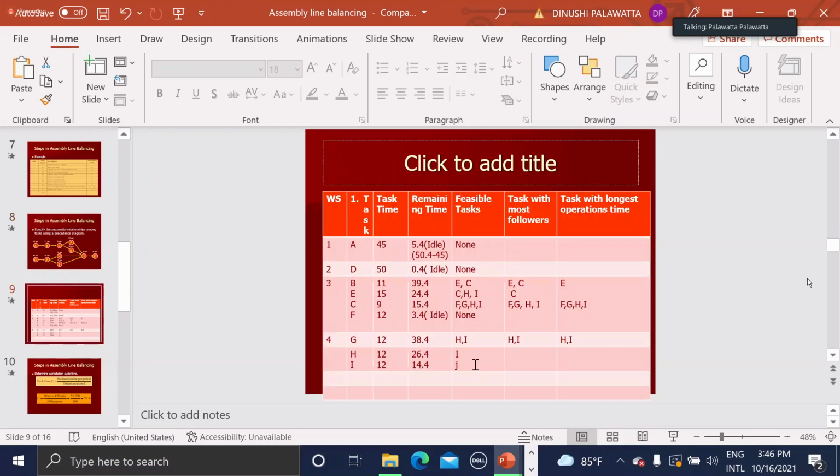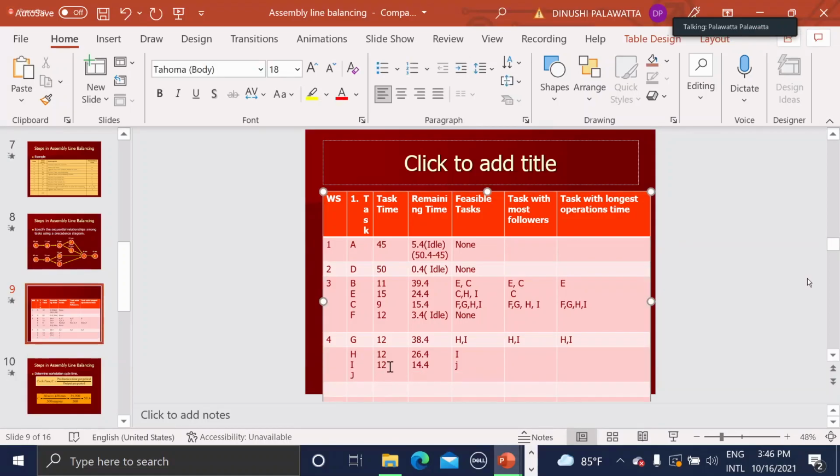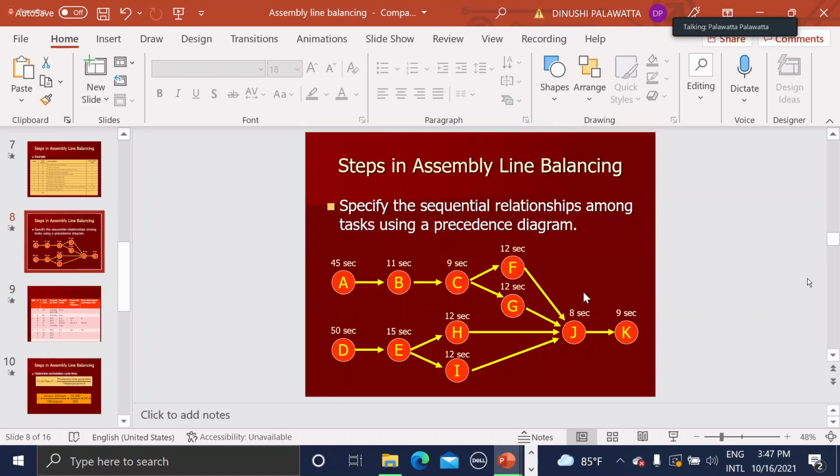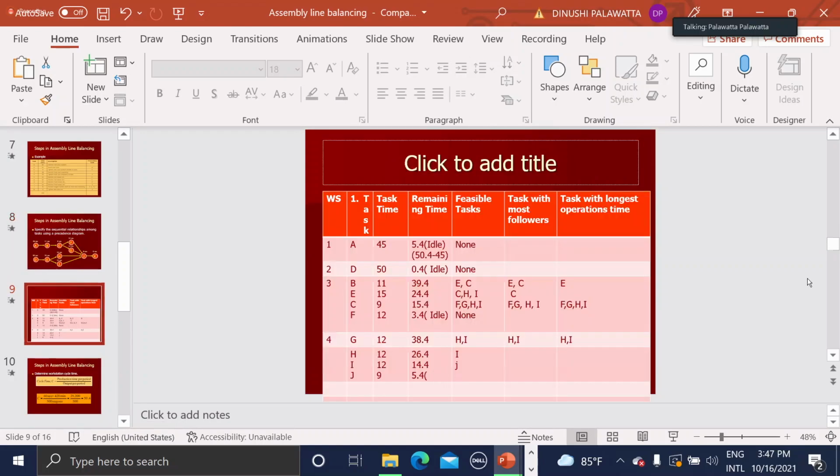So J's time is 9, and the feasible task is J. So we allocate J. Its time is 9. 14.4 minus 9 is 5.4. And after J is only K. K is 9 seconds, and 5.4 is less than 9. Therefore, this is going to be idle.